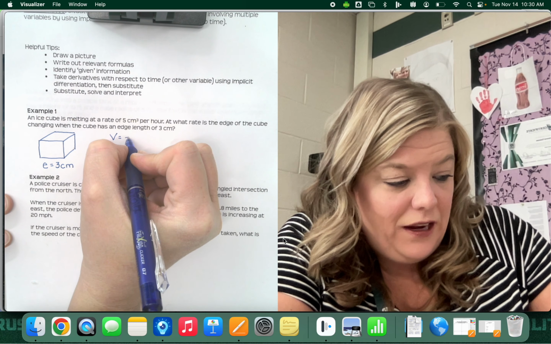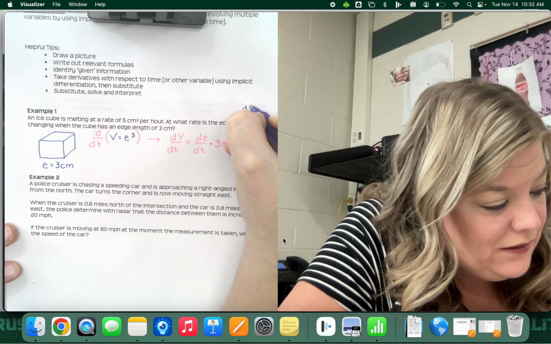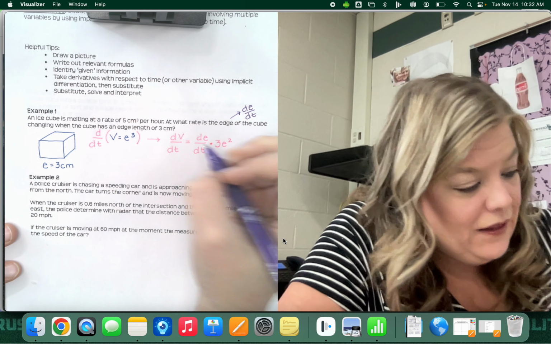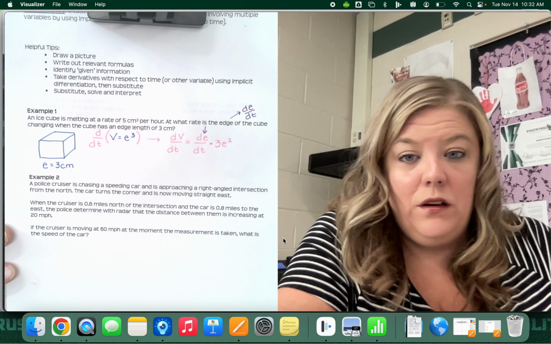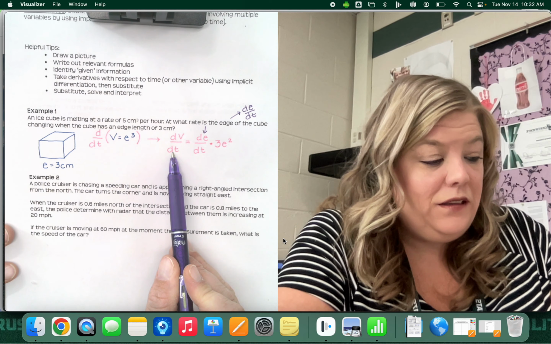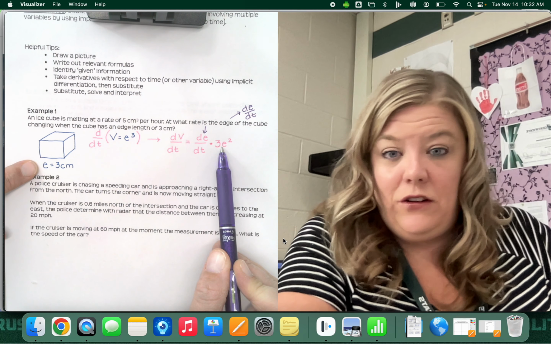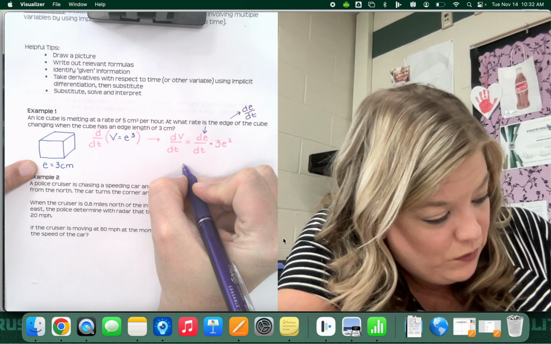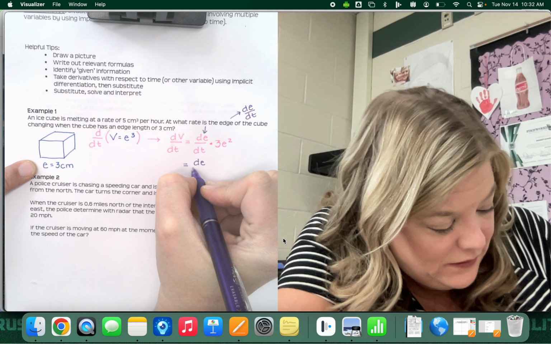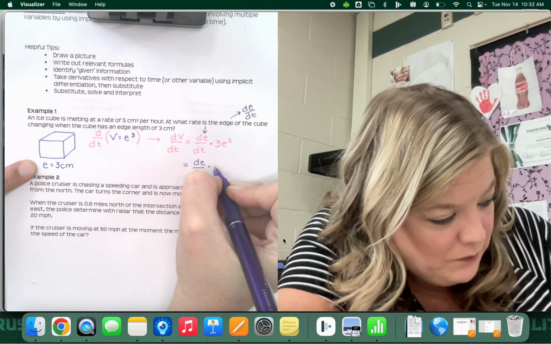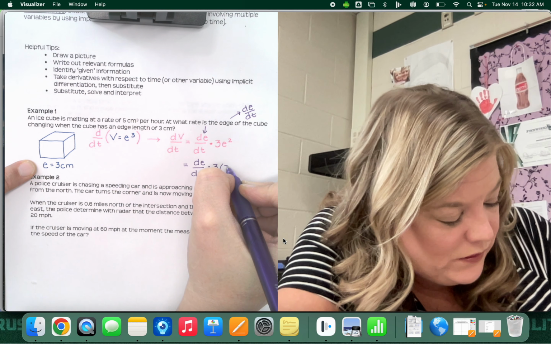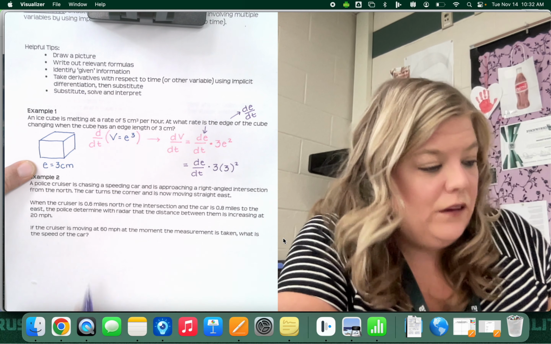Okay, and what we're trying to calculate here is at what rate the edge of the cube is changing. That is dE/dt. That's what we're trying to solve for, which means I should be able to fill numbers in here and here and then solve for this thing. So we know our edge length is 3. So this side of the equation is going to be dE/dt times 3, and then my E value is 3 squared.